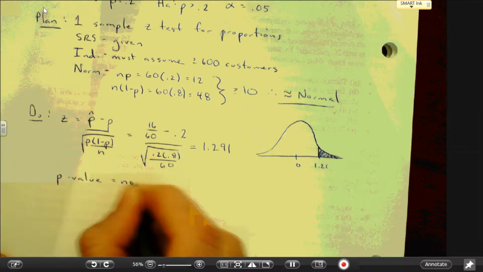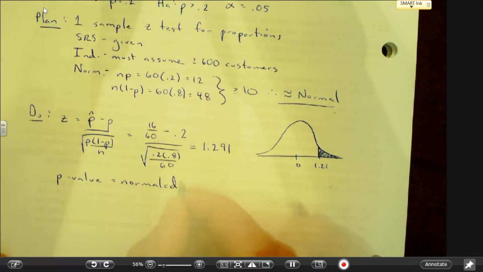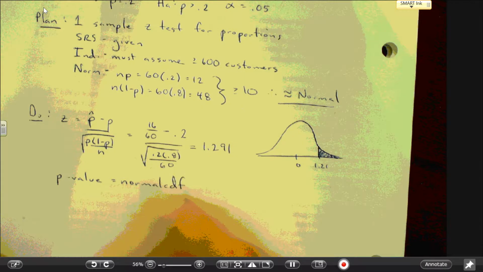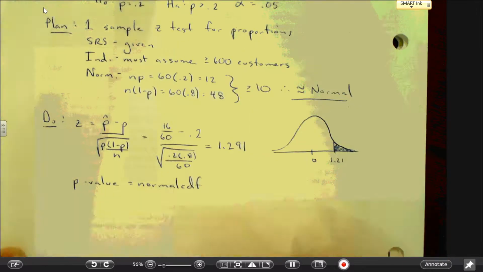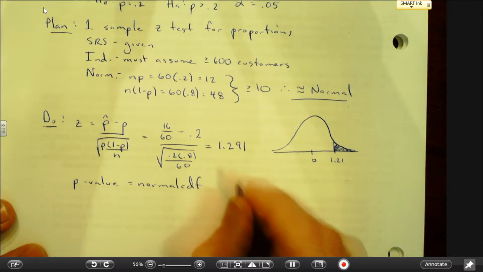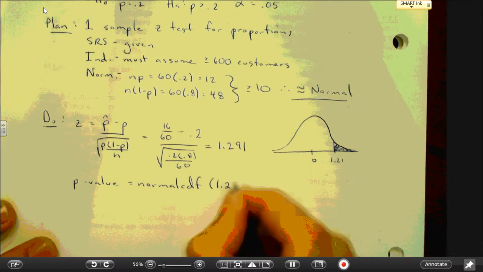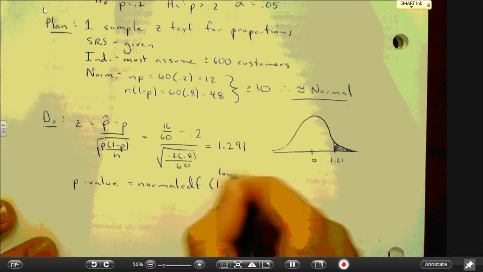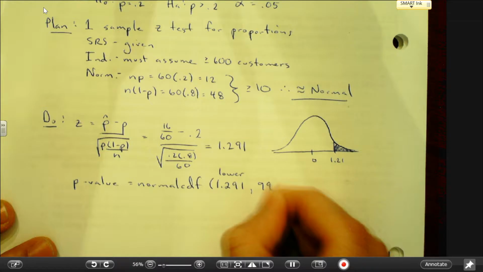to get the p-value, we know we're going to use normal CDF. We use normal CDF because it's the Z test that we're doing, as opposed to if we were doing a T test, we'd be using TCDF. Don't multiply by 2 because it's a one-sided test. So we're just going to say, okay, 1.291, that's our lower. Up to 999, that's our upper.